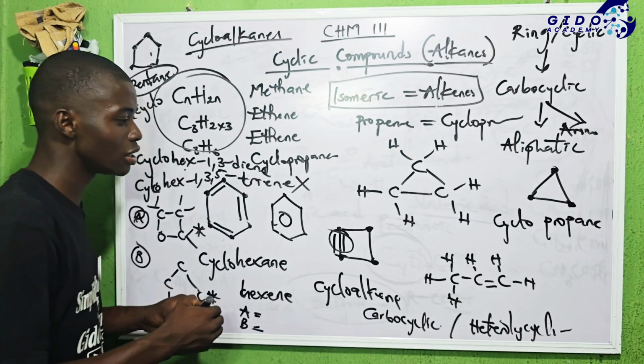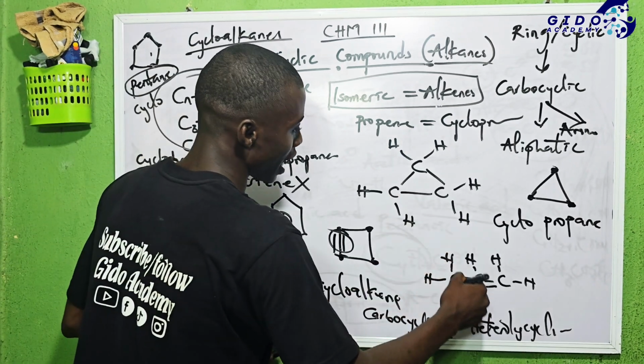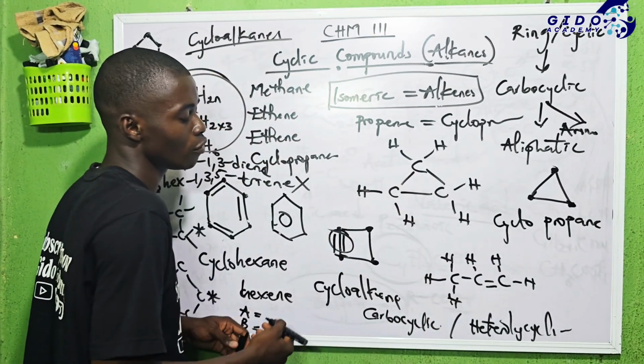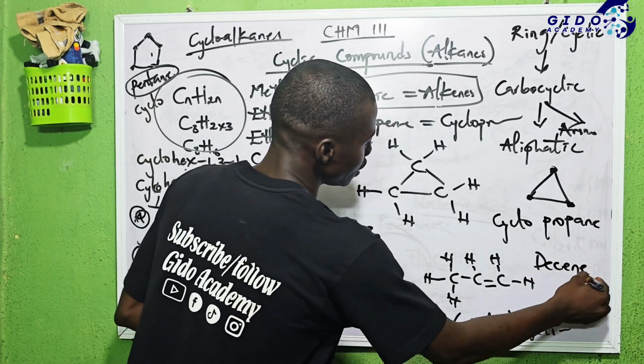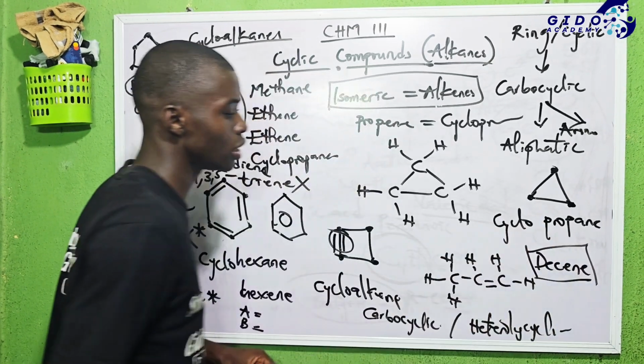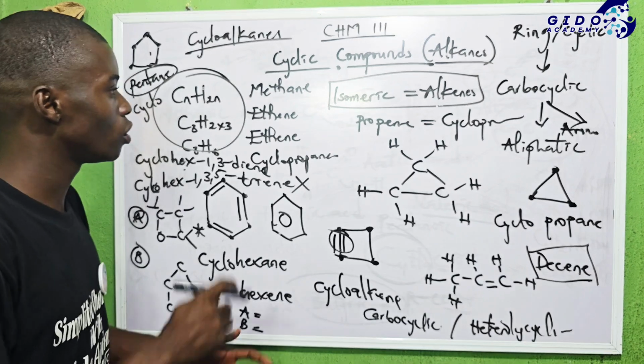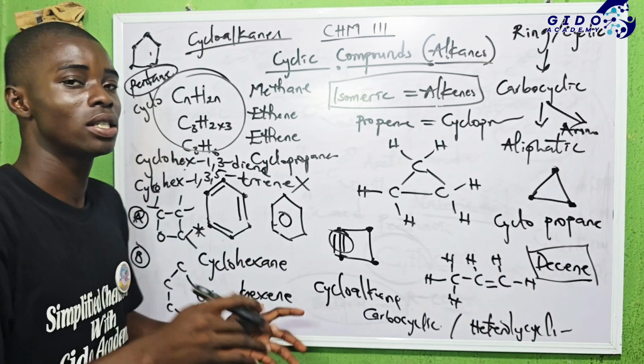The other thing again is, which of the following is an isomer? In fact, tell me an isomer. Let me not give you options. Tell me an isomer of decene. What is the isomer of decene? So if you know the answer, please feel free to drop that in the comment section.